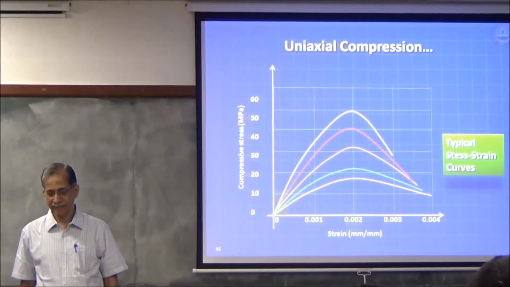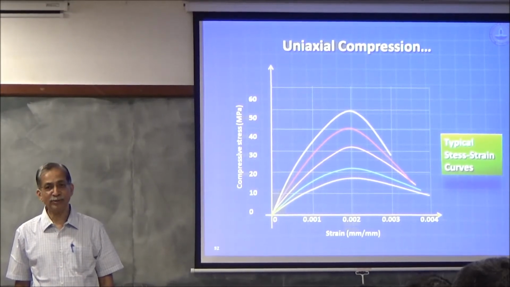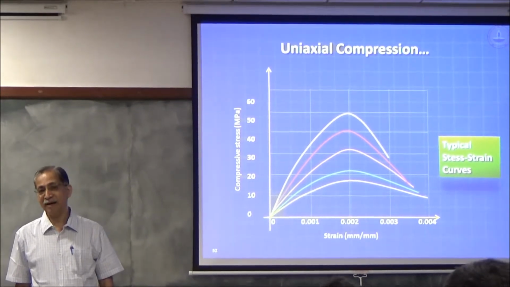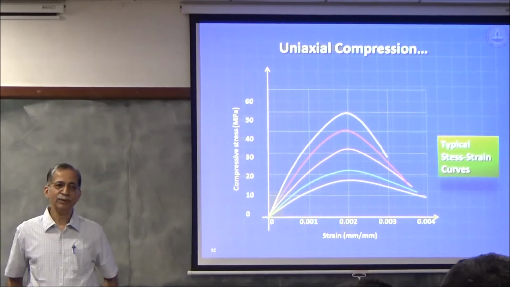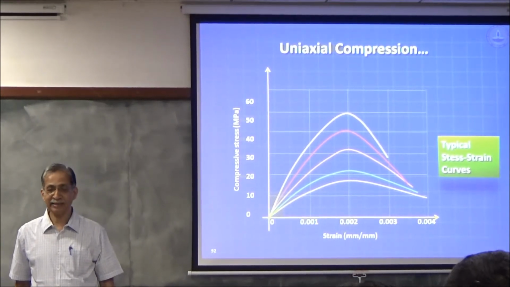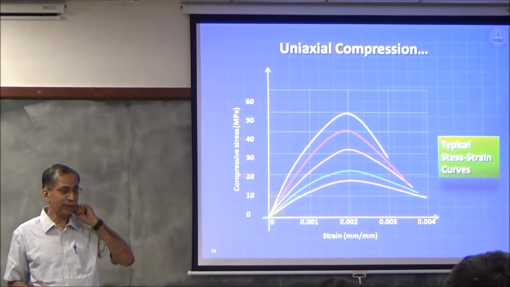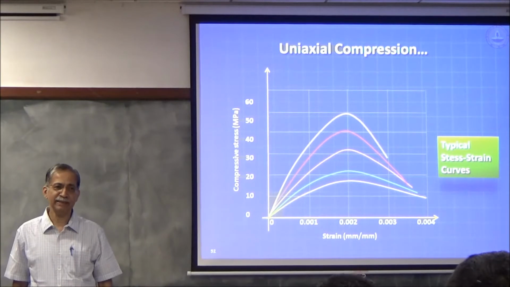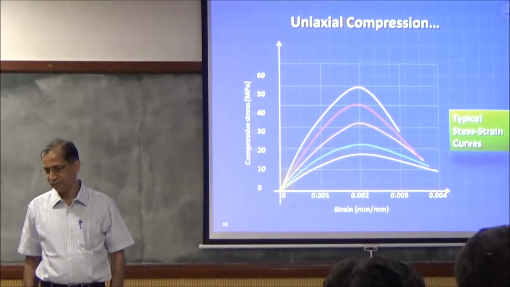And if you have a good testing facility, you can also trace what is happening after the peak. Otherwise, it will suddenly fail. You need a stiff testing machine, or you need proper displacement control loading. It's only then you can capture the post-peak behavior in concrete. Concrete is a brittle material. Then you find that the curve descends, comes down.